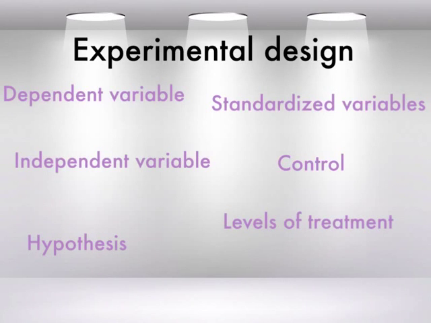Welcome to Monobiology. In today's lesson, we're going to learn a little bit about experimental design. How is an experiment put together, and what are the different parts that make an experiment scientific? Some of the terms that we're going to look at in this lesson include dependent variable, standardized variables, independent variable, control, hypothesis, and levels of treatment, as you can see. Hopefully this lesson will allow us to shed a little light on how experiments work.